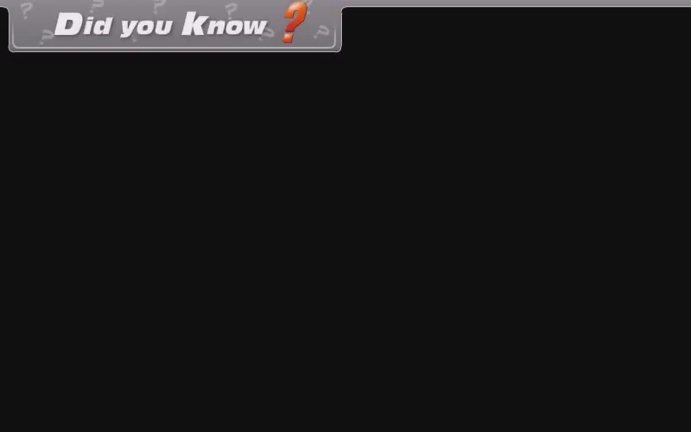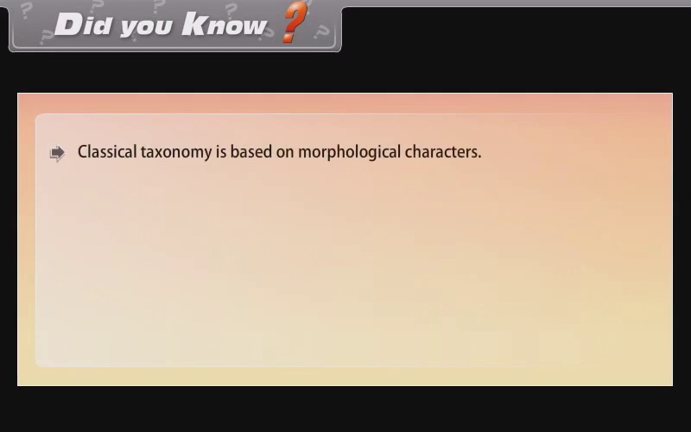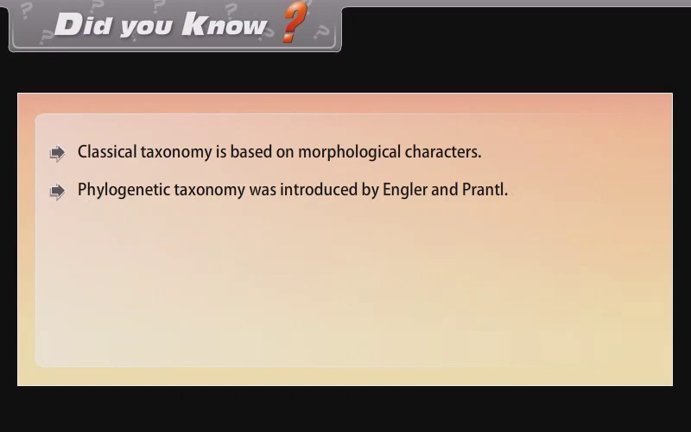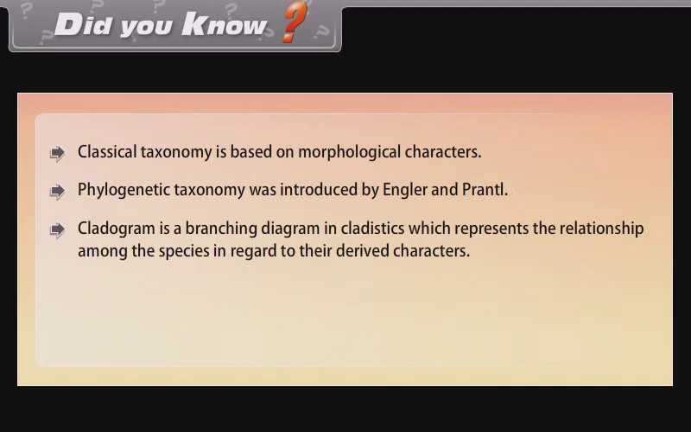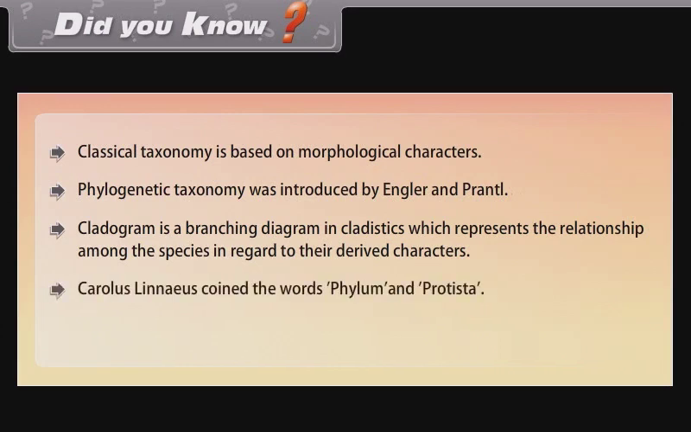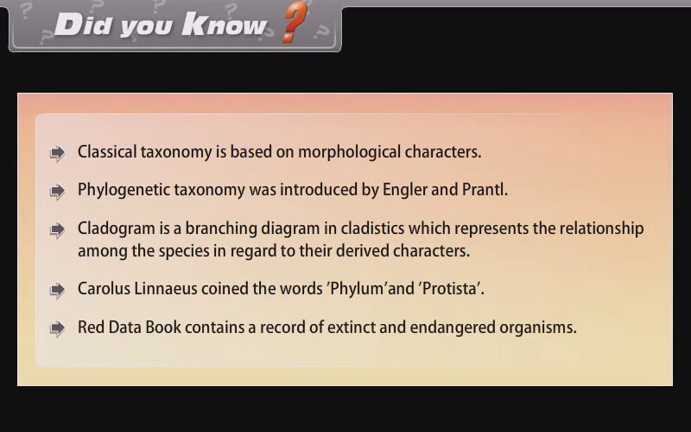Did you know? Classical taxonomy is based on morphological characters. Phylogenetic taxonomy was introduced by Engler and Prantl. A cladogram is a branching diagram in cladistics, which represents the relationship among the species in regard to their derived characters. Carolus Linnaeus coined the words phylum and protista. The Red Data Book contains a record of extinct and endangered organisms.